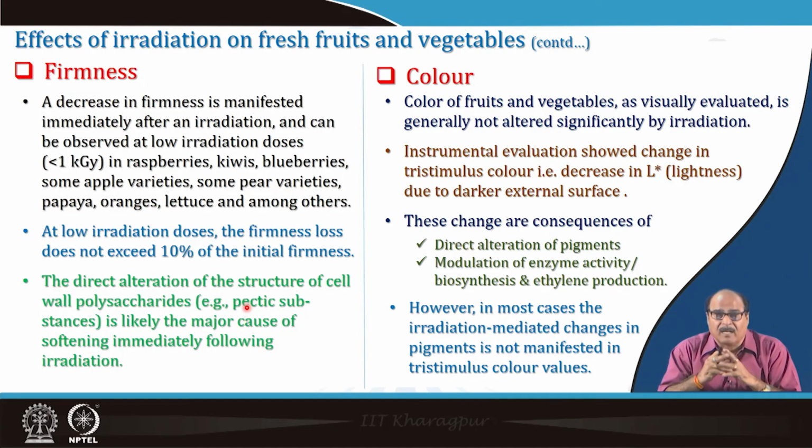Then the color of fruits and vegetables, as visually evaluated, is generally not altered significantly by irradiation. Instrumental evaluation showed little changes in the tristimulus color, that is, there is a decrease in L star value or lightness value due to a darker external surface. The change is a consequence of direct alteration of pigment. There may be modulation of enzyme activity, biosynthesis and ethylene production. However, in most cases the irradiation mediated changes in the pigment are not manifested in the tristimulus color values.